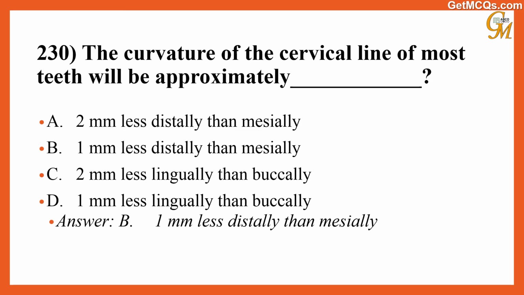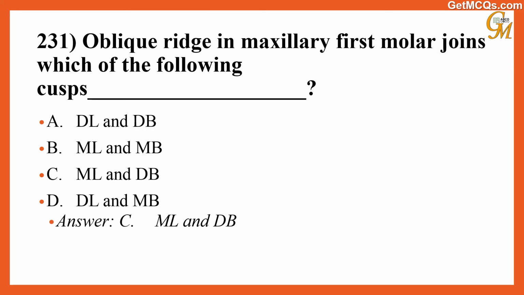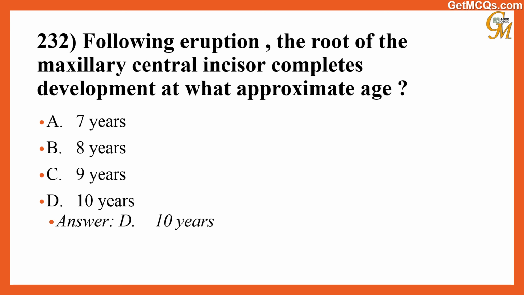230. The curvature of the cervical line of most teeth will be approximately? Answer: B. 1 mm less distally than mesially. 231. Oblique ridge in maxillary first molar joins which of the following cusps? Answer: C. ML and DB. 232. Following eruption, the root of the maxillary central incisor completes development at what approximate age? Answer: D. 10 years.